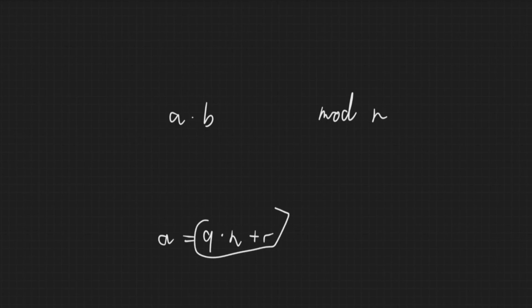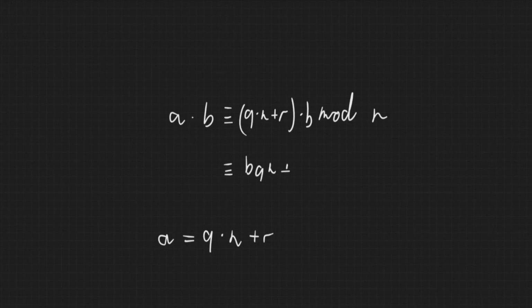And we can plug that into our original equation. So we can say this is just q times n plus r, times b. And if we multiply that out, we get b q n plus r b. And this is a multiple of n. So modulo n, this part here doesn't change the result at all because it's simply a multiple of n. It won't change the remainder. So the only thing that decides what the result will be modulo n is this part here. Only the remainder of a actually matters.